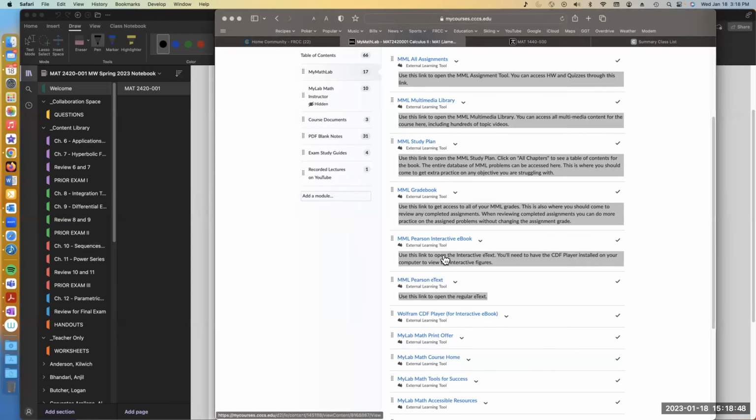Okay, so then there are two ebooks. There's the interactive one, and then there's the passive one, the HTML one. The interactive one is fine if you're on a computer, but you might want to use the non-interactive one if you're on a mobile device.